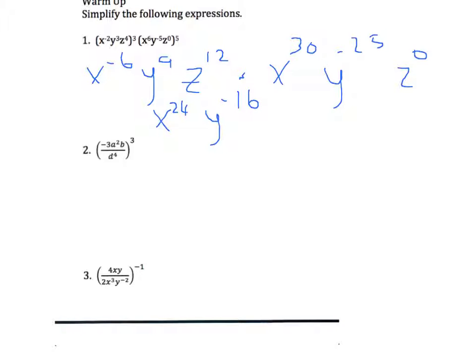And then you ask them, is it simplified? We know one of the rules of being simplified is that you can't have any negative exponents. So we have to change the location of y to the negative 16th. If we change its location to the denominator, that becomes y to the positive 16th. So the final answer is x to the 24th in the numerator divided by y to the 16th.